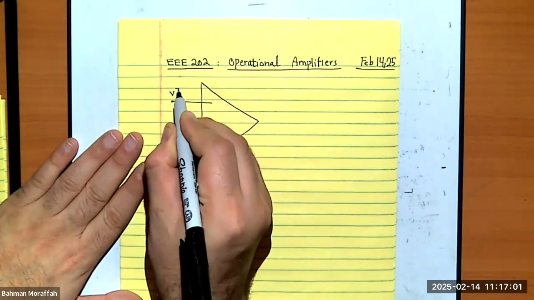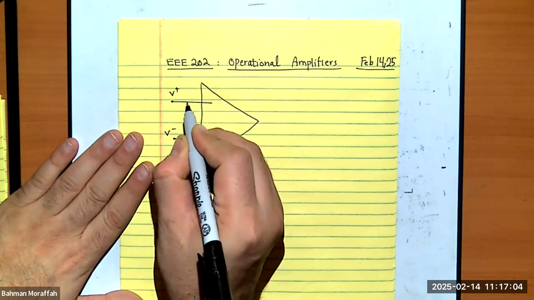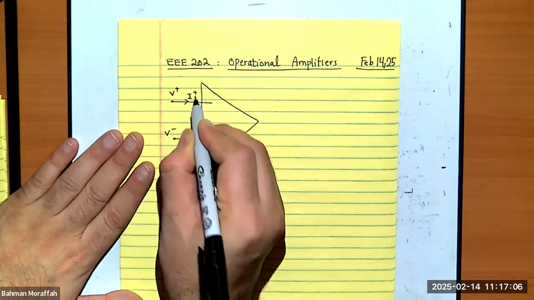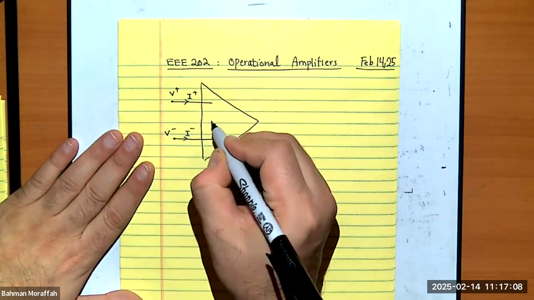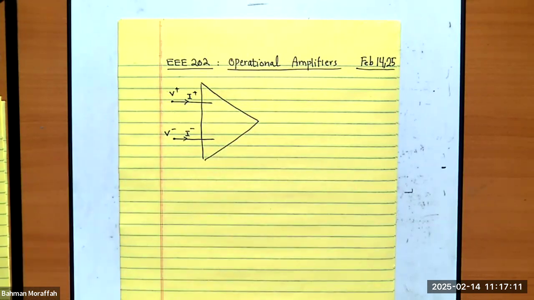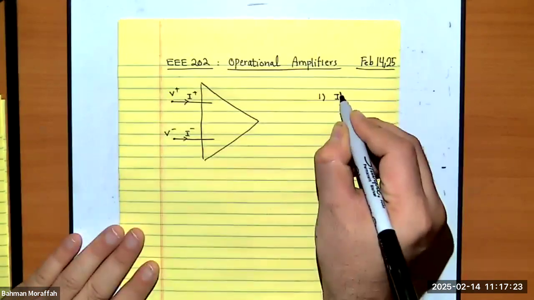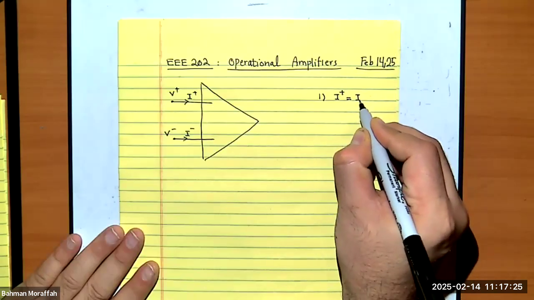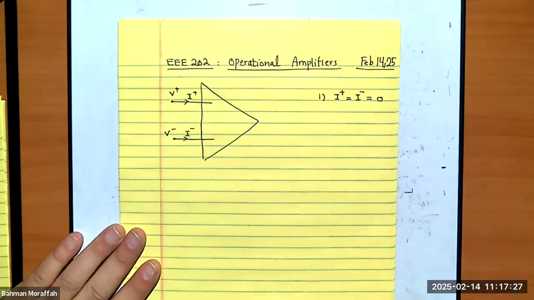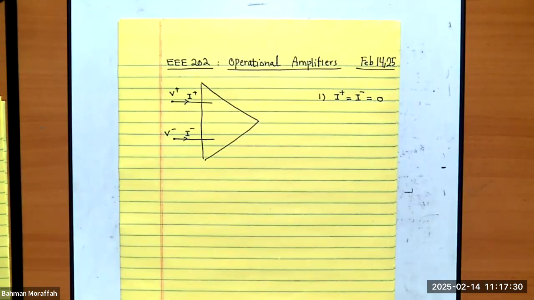Let's just call this V plus, this one V negative, this is I plus, this is I negative. And there was an input resistance between these two terminals. We said that's infinite, which made us leave those terminals open. Since it is open, we have I plus exactly the same as I negative, and that is 0, right?